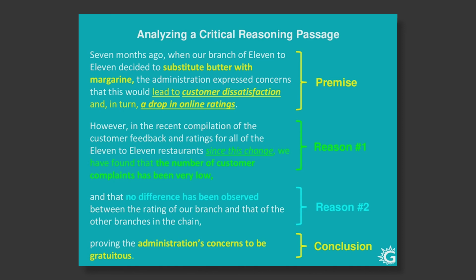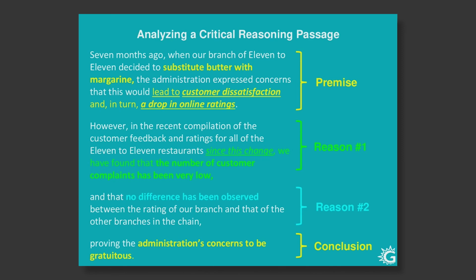One, a low number of complaints, and two, no difference in the ratings of one branch compared to the other branches. Now, how can we look deeper into these reasonings, right? What about these reasons? Keep in mind that this is a recent compilation of all customer feedback, and the number of complaints has generally been low, yes, but no difference being observed between the rating of our branch and that of other branches. That makes you really wonder, right?